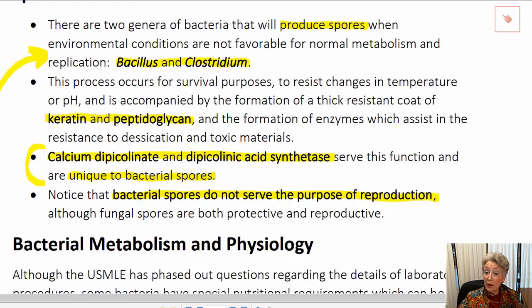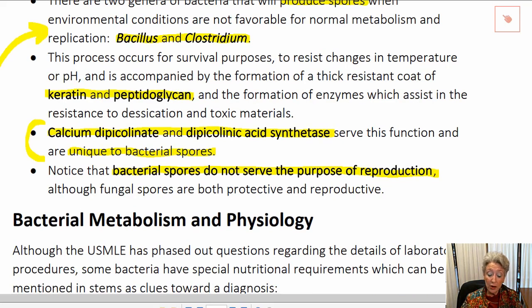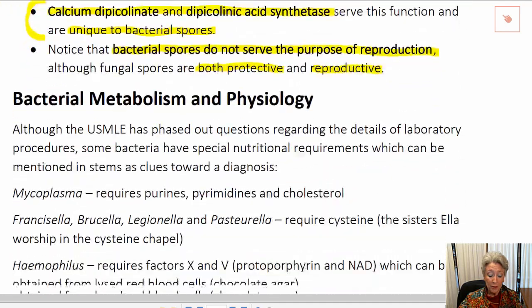Now, as we talk about the spores of fungi later on, you'll find out that they are both protective from the environment and also reproductive. So the dissemination, the protection, and the multiplication of spore forms in the fungi is a very different biology.